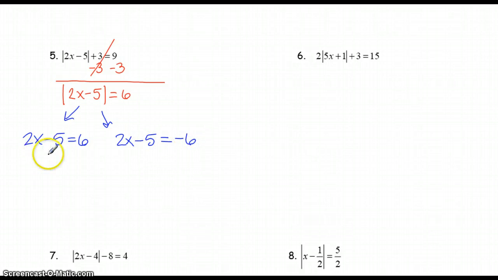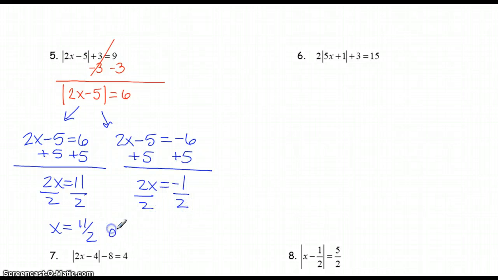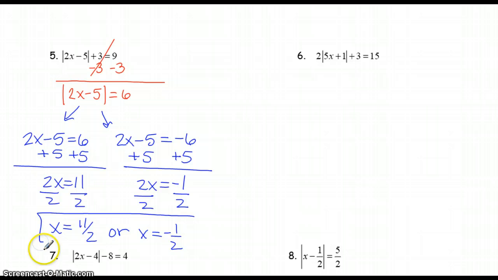So now we're going to solve the problems, add 5 to both sides. So 2x equals 11, divide both sides by 2. So x can equal 11 over 2, or let's add 5 to both sides. 2x equals -1, divide both sides by 2. So we get that x can equal 11 over 2, or it can equal -1/2. So there are your 2 answers. All right, let's move on to number 6.